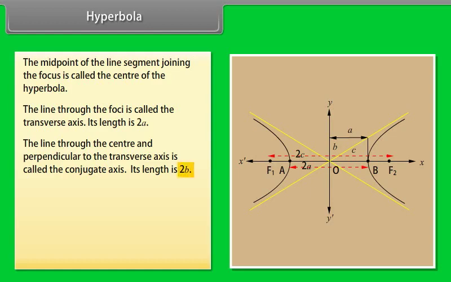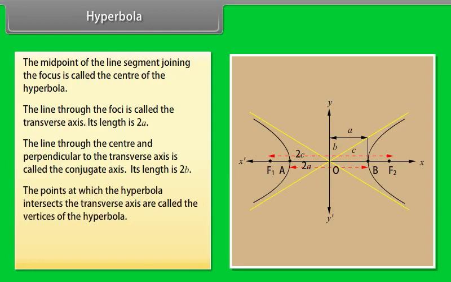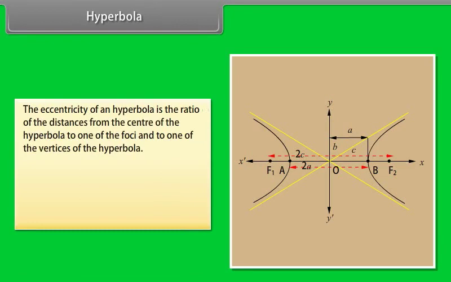The line through the center and perpendicular to the transverse axis is called the conjugate axis. Its length is 2b. The points at which the hyperbola intersects the transverse axis are called the vertices of the hyperbola. The distance between the two foci is denoted by 2c. The eccentricity of a hyperbola is the ratio of the distances from the center of the hyperbola to one of the foci and to one of the vertices. That is, e equals c by a. Since c is greater than or equal to a, the eccentricity is never less than 1.